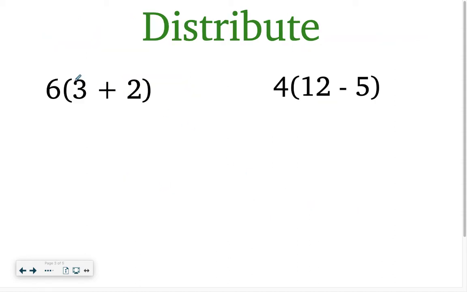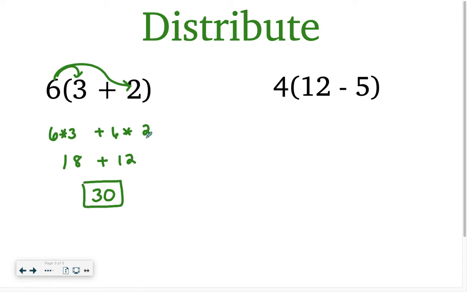So what does that look like with actual numbers? It would look like this: 6 times 3 plus 6 times 2. Or we'd have 18 plus 12, which is 30.